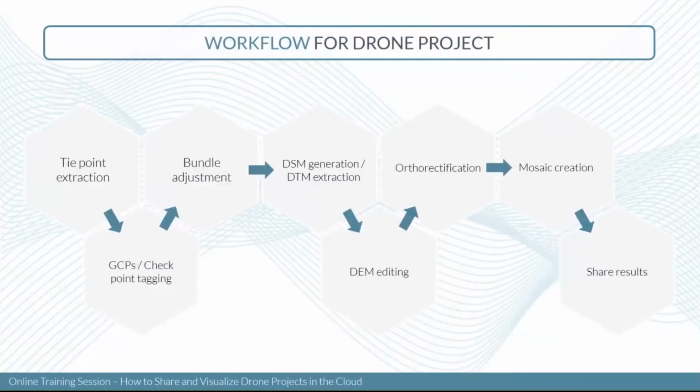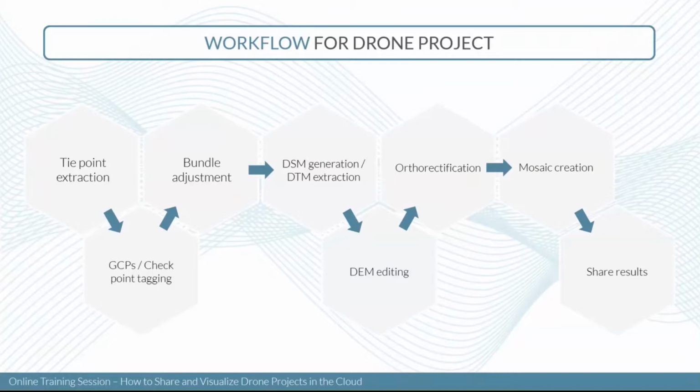So now that I've talked a bit about what is Cesium and what is cloud sharing, let's talk about the workflow for a drone project. Basically, the workflow is quite typical for a standard UAV project. It's broken down into maybe four categories. The first category will be the aerotriangulation, which is broken down into two or three steps. Then you will have the DEM extraction, the orthorectification, and then the mosaic creation.